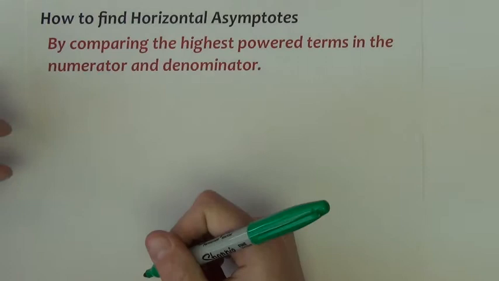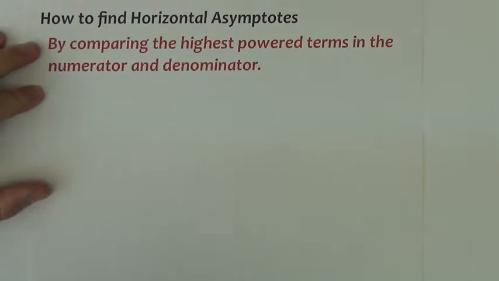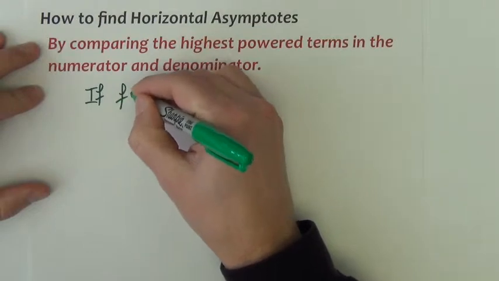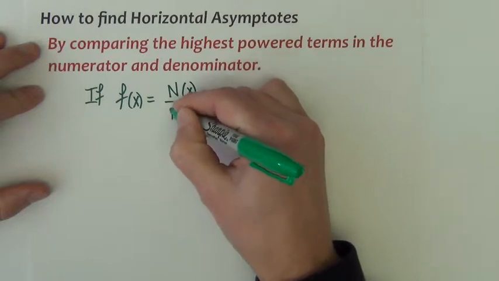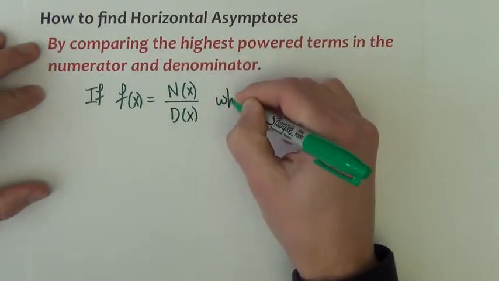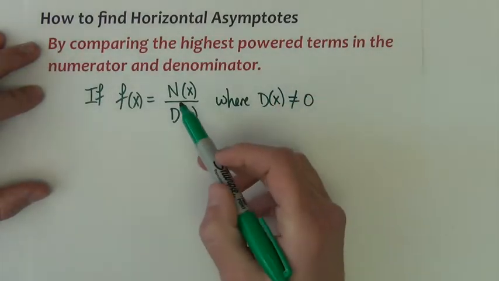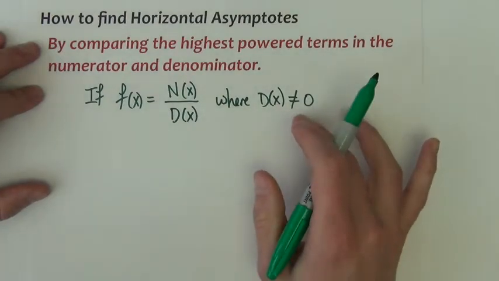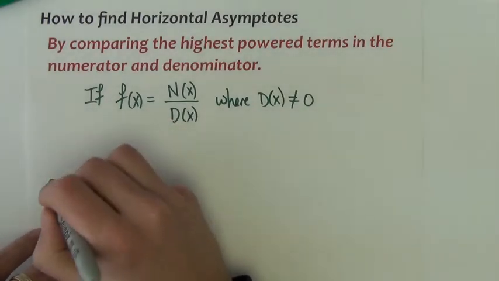To find the horizontal asymptotes, you compare the highest power terms in the numerator and denominator of the fraction. So let's just go like this. If the function f of x is equal to n of x divided by d of x, where d of x is not 0. Okay, so we've got a rational function. Denominator can't be 0. We can't divide by 0. We don't like that, so we're just going to throw that stipulation in there. Okay, so let's make a list of possible outcomes. What can happen? 3 things can happen.